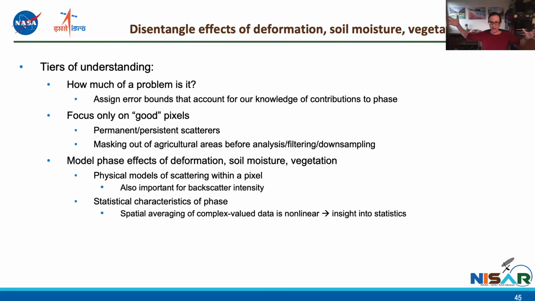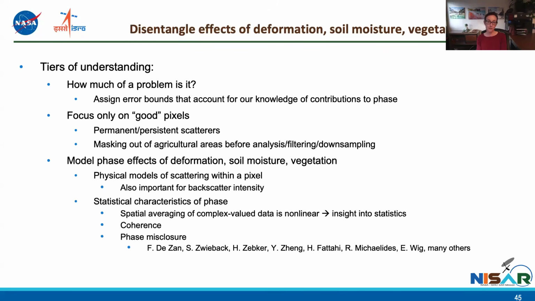There's a couple ways this is useful. We often take these giant interferograms and we spatially average them to much, much smaller images just because they're too big to work with. When we do that, we get some insight into the statistics of the phase. When you've got complex value data like phase and you average it, it's not a linear operation. And so we can use this approach to pull out some interesting features in the data. One of these is coherence, and the other one is referred to as phase misclosure. There's a whole lot of people who've worked on this. I've just listed some of them here. It's a really active and growing field in NISAR research.